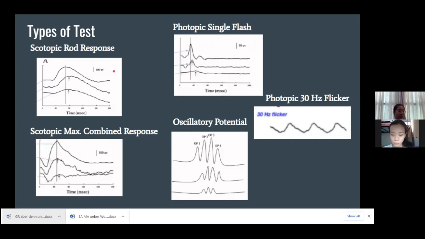So the first condition is the scotopic rod response. Usually our eyes will be flashed with dim white light or blue light at an interval of one or more per minute, about 2 seconds. Okay, so this is the type of test.